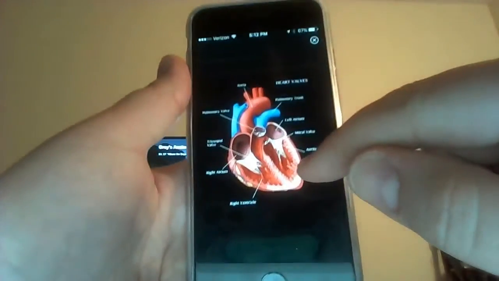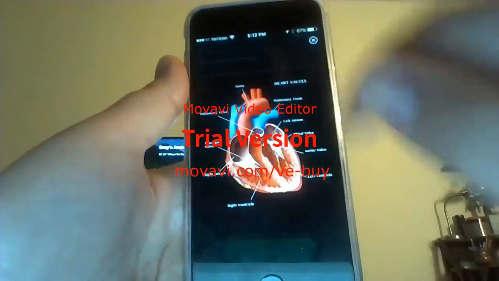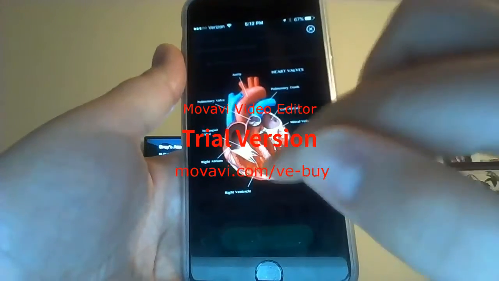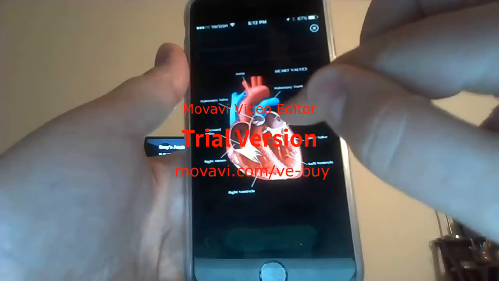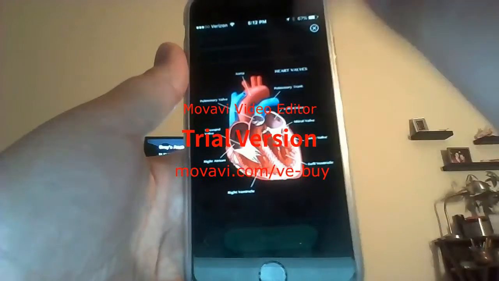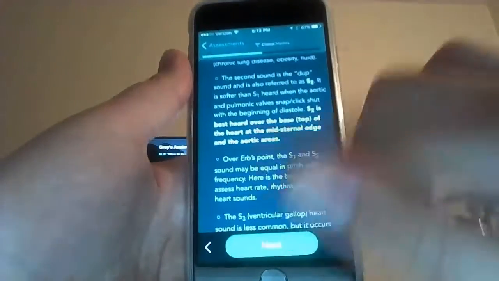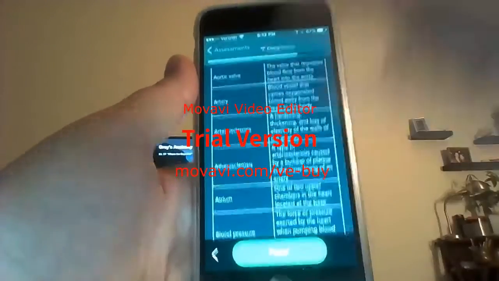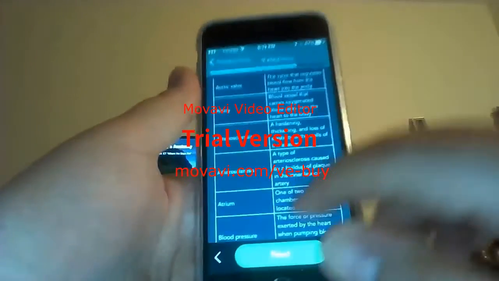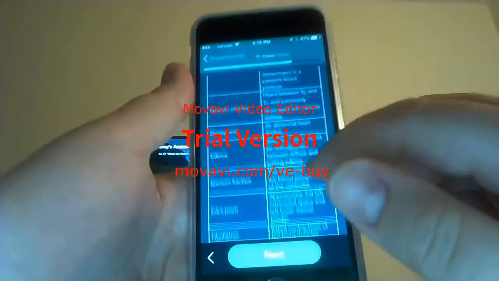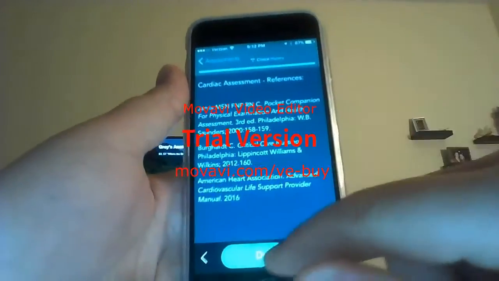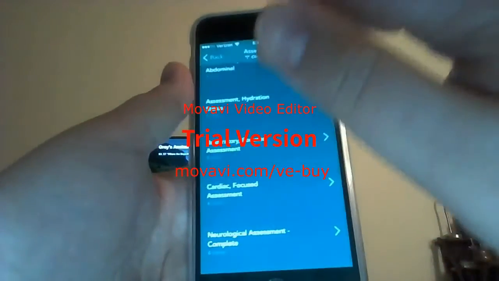And then here's just a picture of the heart so that whoever is assessing kind of knows where's the right atrium, the right ventricle, the mitral valve, the left atrium, and the left ventricle. Then it goes further into more detail. Then here it goes over the S sounds to make sure that you are hearing them appropriately, and different terminology of a cardiac assessment. And that's just the references.